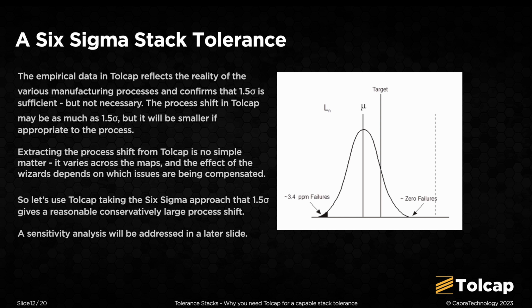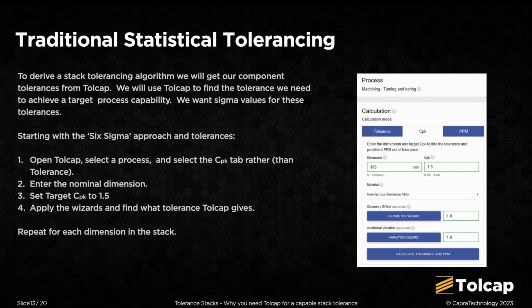But let's use TOLCAP, taking the Six Sigma approach, to derive our stack tolerance. But we'll assume that the process shift in the tolerances is the full 1.5 sigma. We'll see that this gives a reasonably conservatively large estimate for the shift tolerance, and we can always do a sensitivity analysis later to see by how much we might have overestimated.